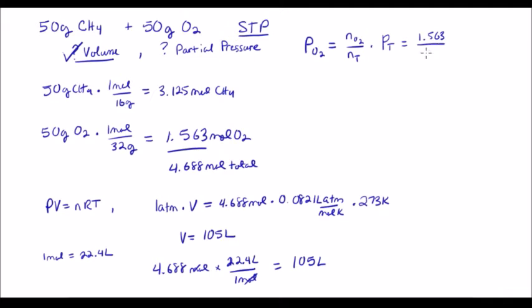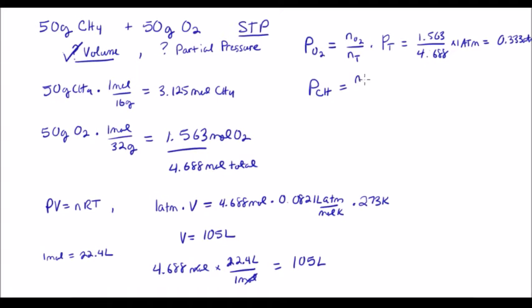And in this case, the number of moles of oxygen is 1.563. Total number of moles of gas is 4.688. And then my total pressure is 1 atm. So when I multiply that out, I get 0.333 atmospheres.